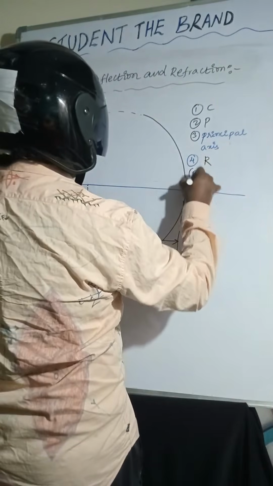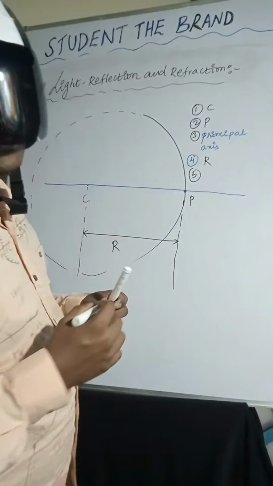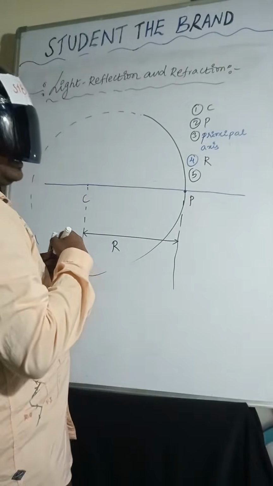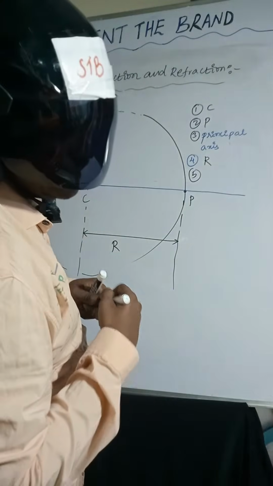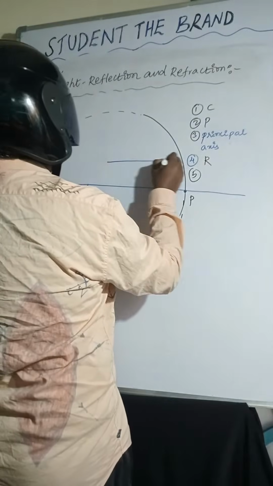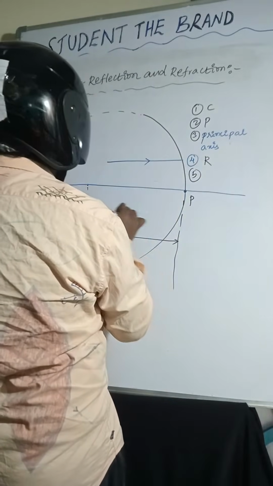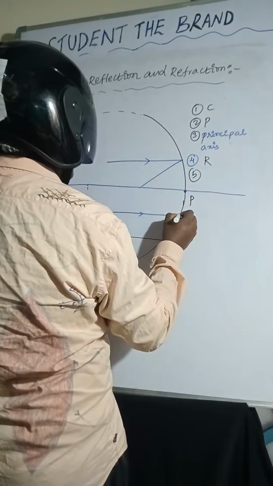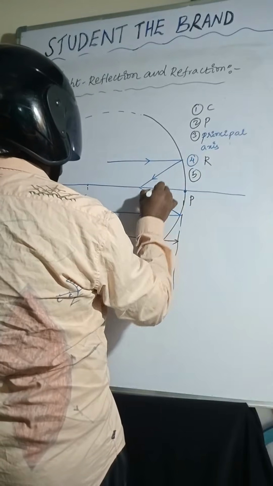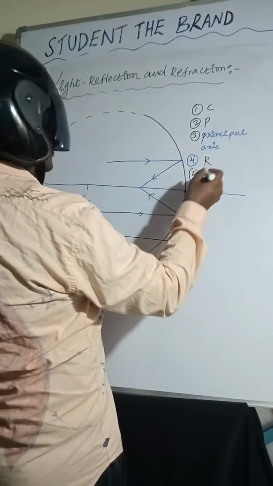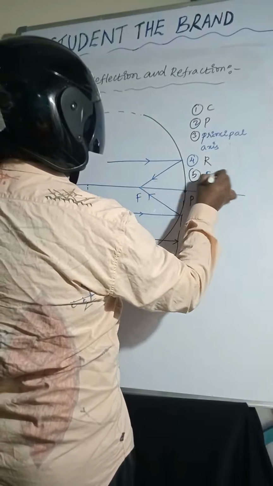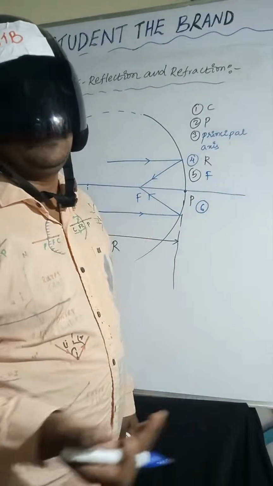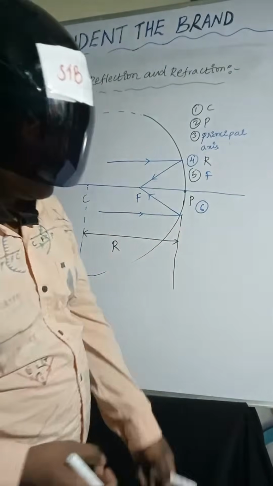Coming to the fifth one, after reflection, light rays are meeting at one point on the principal axis. So here you can see, after reflection, light rays are meeting at one point on the principal axis, here and here. Okay, so this is called a focus. We can also say principal focus, or simply focus.